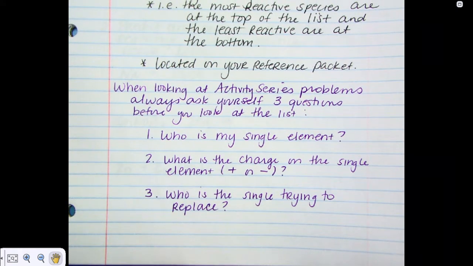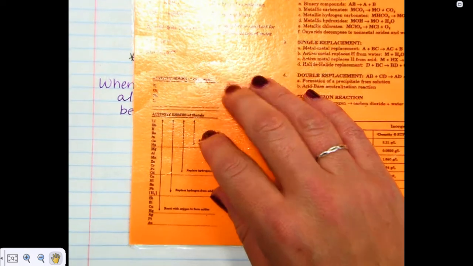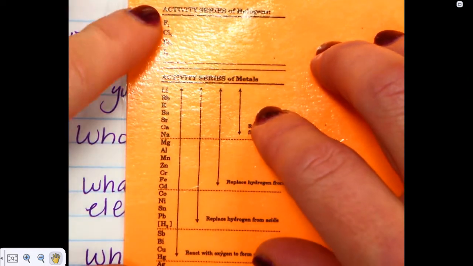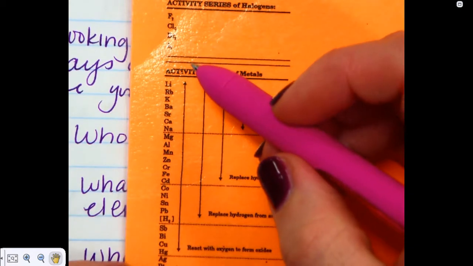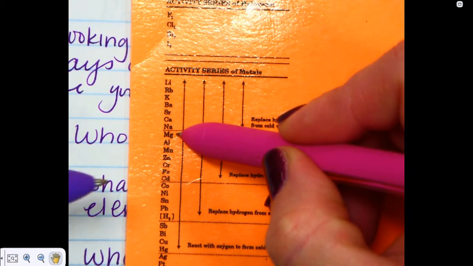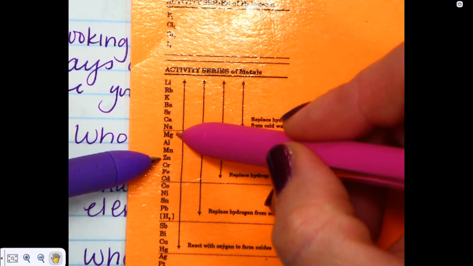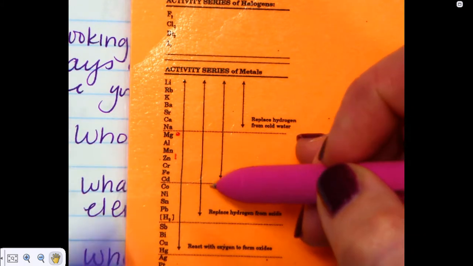And so when I identify what the single element is and what it's trying to replace, I then look at those two positions on my activity series. So let me zoom in here for a second. So for example, say my single element, let me grab some pens so I can point and not have my big old fingers in the way. Say my single element that I'm looking at is magnesium, but the element in the compound is zinc. Well, magnesium is higher up on the list, so it's more reactive than zinc. So yes, magnesium could replace zinc in a compound.